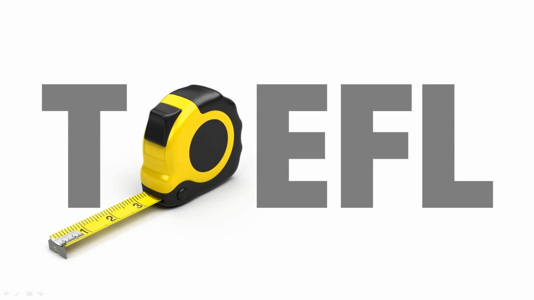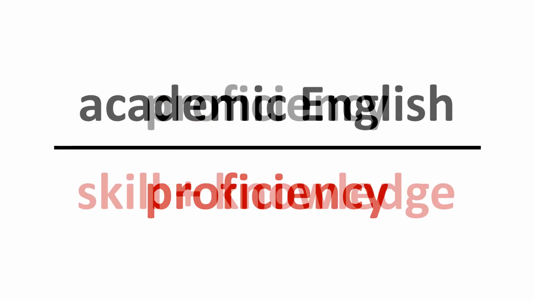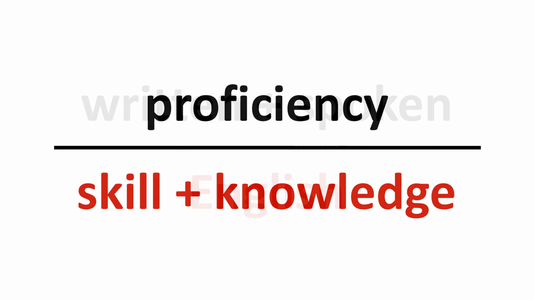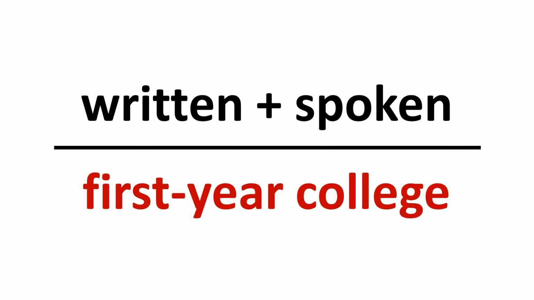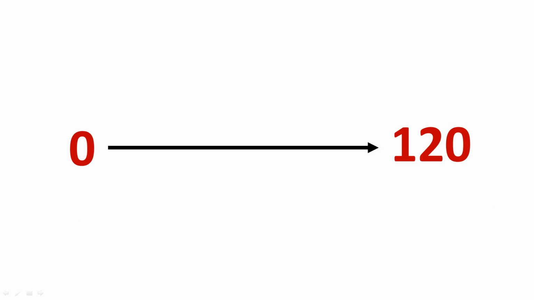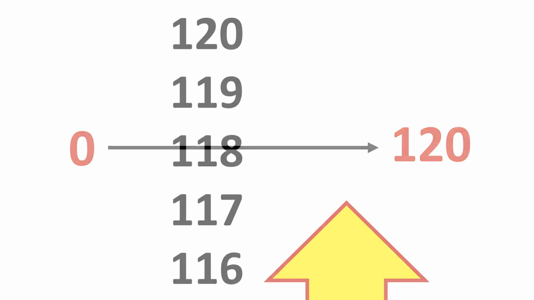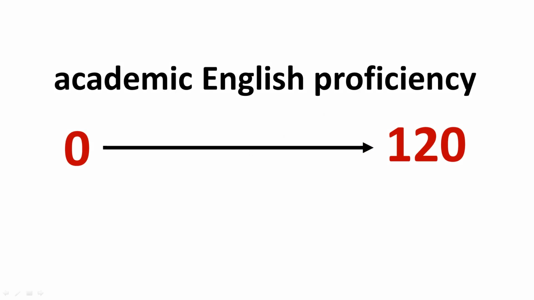What does TOEFL measure? TOEFL measures academic English language proficiency. Proficiency means skill and knowledge of written and spoken English at the first-year college level. TOEFL measures academic English language proficiency on a scale from 0 to 120. The higher your proficiency, the higher your TOEFL score. Please remember, TOEFL is not pass or fail. TOEFL simply measures academic English language proficiency on a scale from 0 to 120.